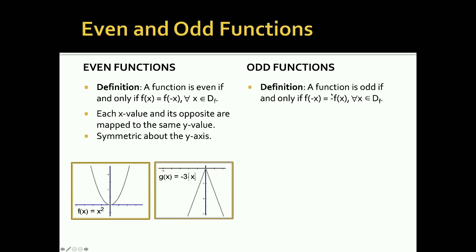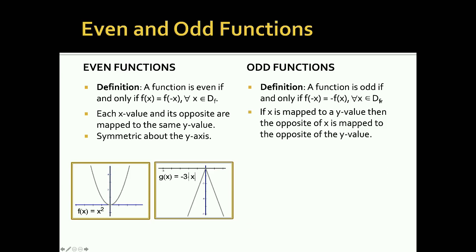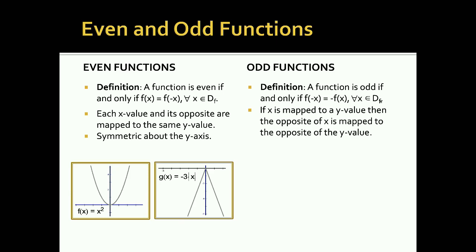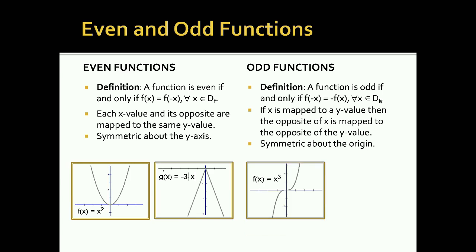Odd functions. A function is odd if and only if when you plug in negative x, you always get the opposite y value for all x's in the domain of the function. The way that we can say this in words, if x is mapped to a y value, then the opposite of x is mapped to the opposite y value. And it's symmetric about the origin, which means it has rotational symmetry about the origin. Here are a couple examples, y equals x cubed, and y equals negative 0.1 x to the 5th. So those are odd functions.